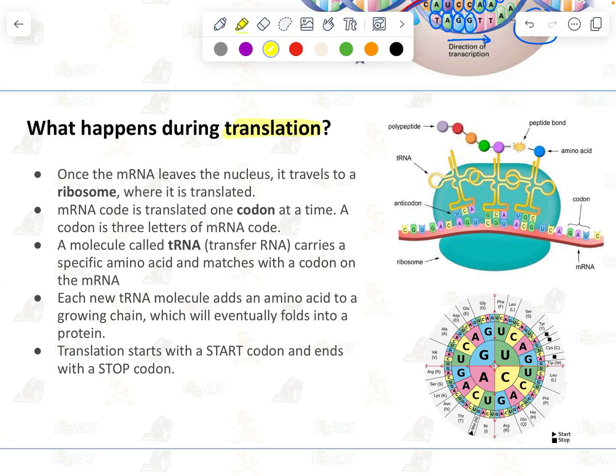Once the mRNA leaves the nucleus, it travels to a ribosome where it is translated. This is typically in the cytoplasm or a place called the endoplasmic reticulum. The mRNA code is going to be translated one codon at a time. A codon is simply 3 letters of mRNA code.